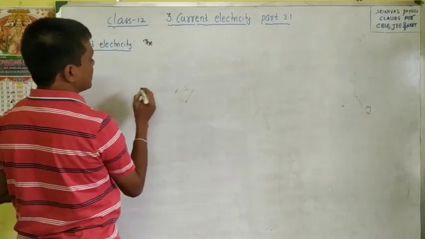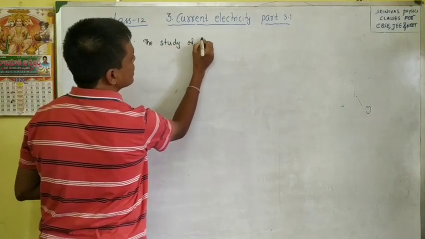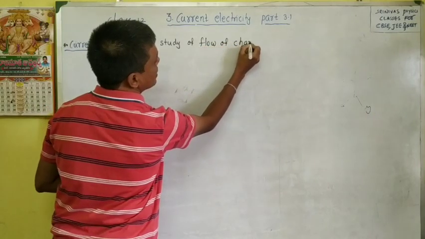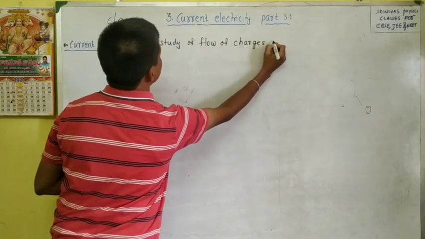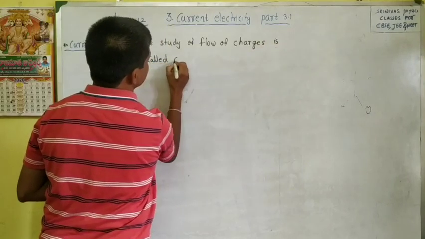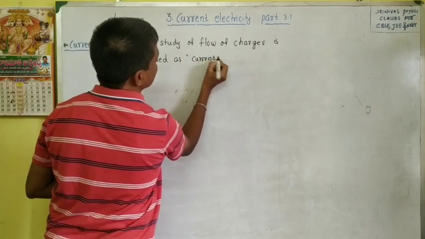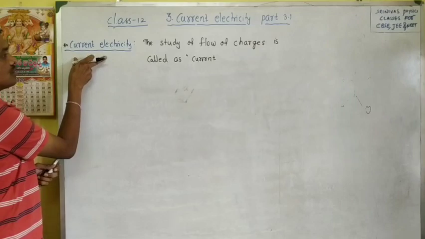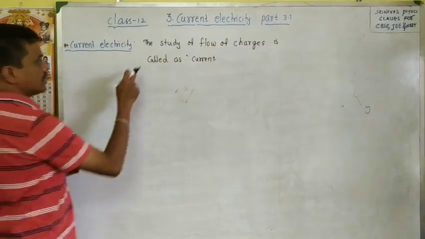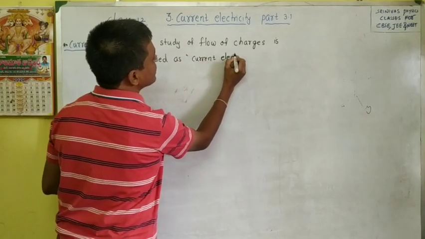flow of charges. The study of flow of charges is called current electricity. Right, current electricity is what? Study of flow of charges. We are going to discuss the flow of charges. Right, the study of flow of charges is called current electricity.